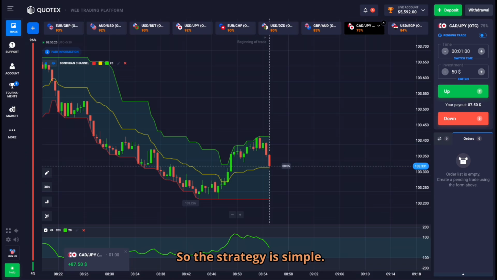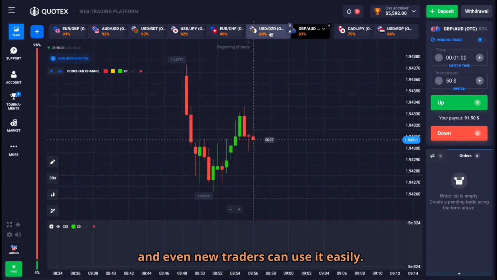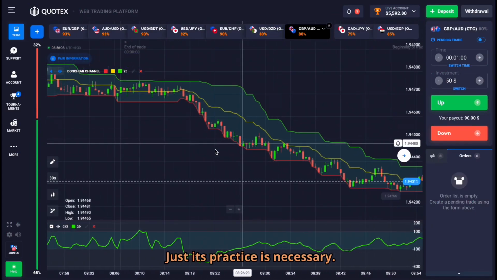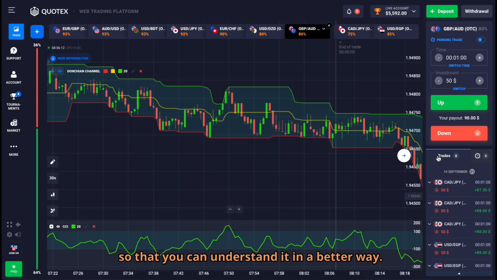So the strategy is simple, and even new traders can use it easily. Just its practice is necessary, so that you can understand it in a better way.